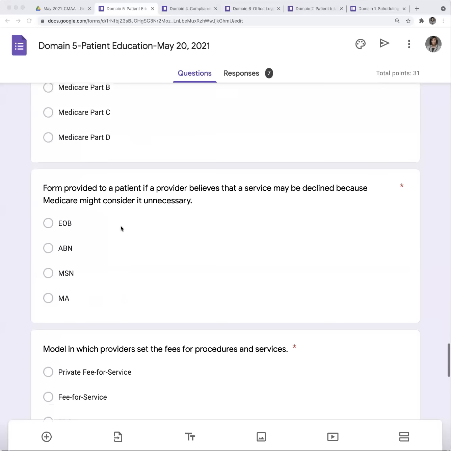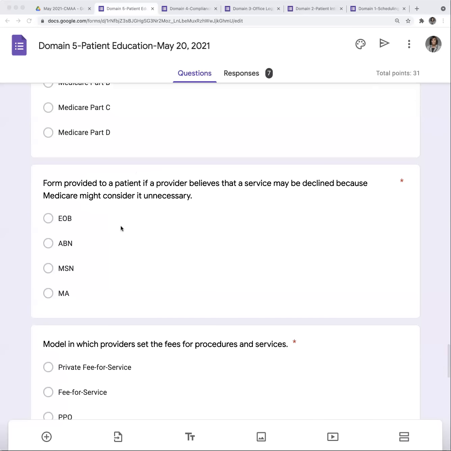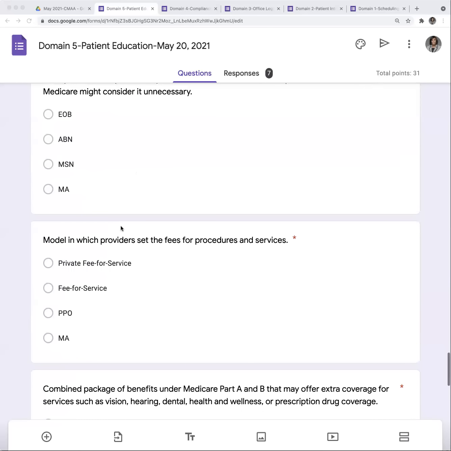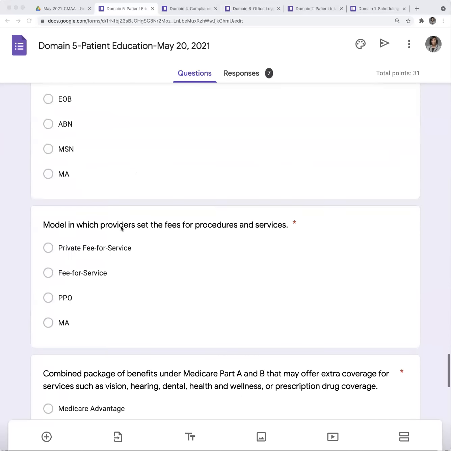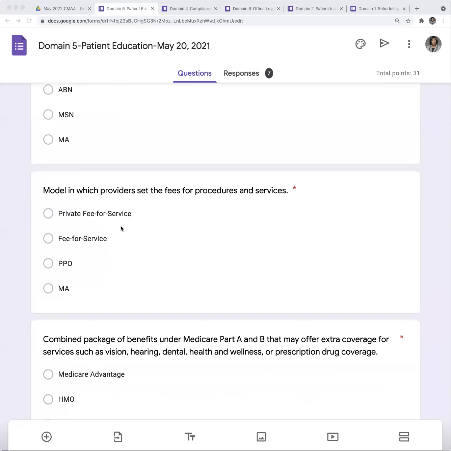Form provided to a patient if we believe that the service may be declined. ABN, the Advance Beneficiary Notice. Model in which providers set the fees for services and procedures. Fee for service.